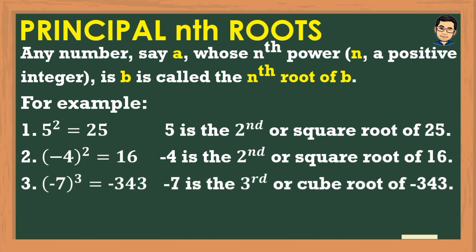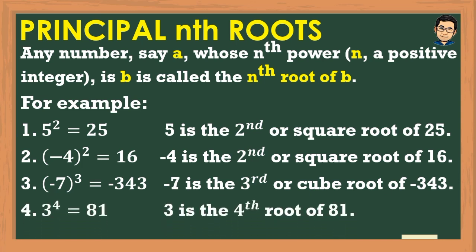And then we also have negative 7 raised to 3, or negative 7 cubed, is equal to negative 343. So negative 7 is the third or cube root of negative 343. So kapag yung negative 7, minultiply natin ng 3 times, for example, negative 7 times negative 7, that is positive 49. So positive siya. And then we multiply again negative 7, that's the time na magiging negative ulit siya. Kaya negative 343. And then the last example, 3 raised to the fourth power is equal to 81.